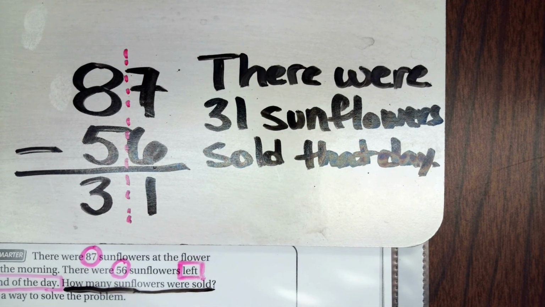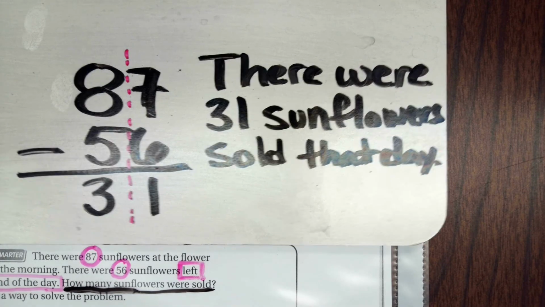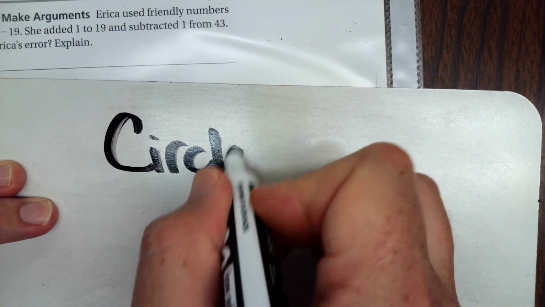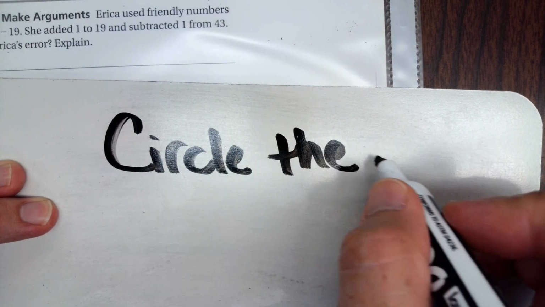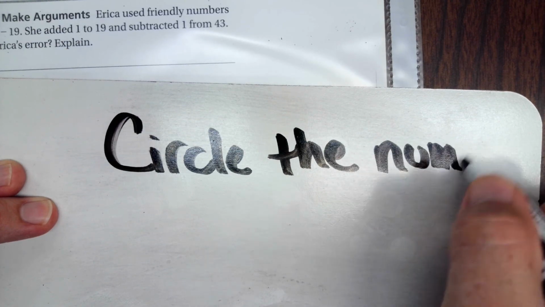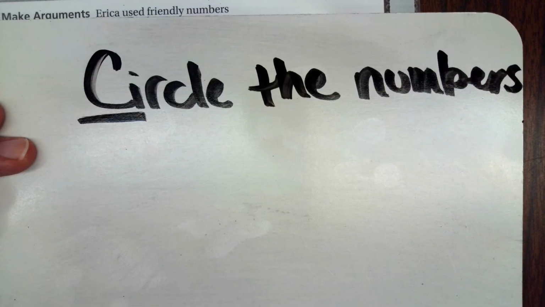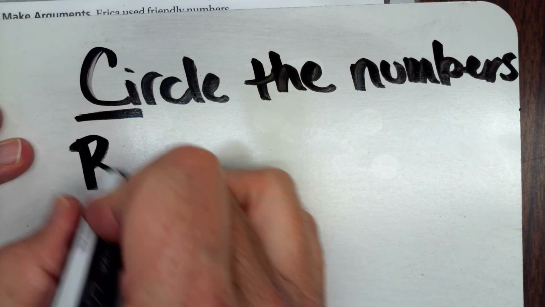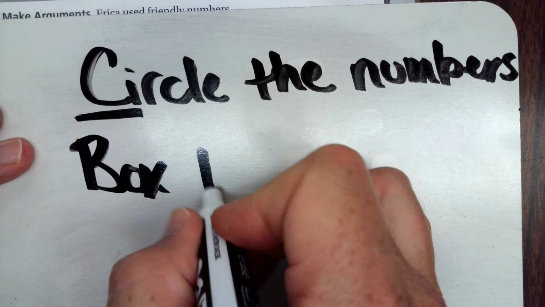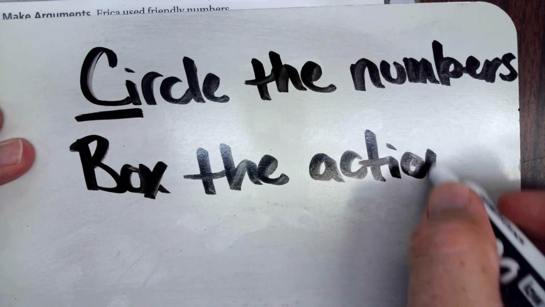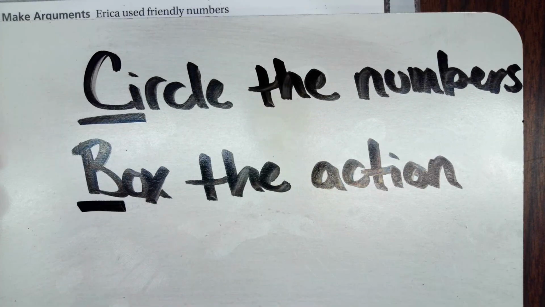So that is the strategy. Again, that strategy is the CB, which is circle the numbers, which is our C, and then we box the action. And that is our CB strategy for word problems.